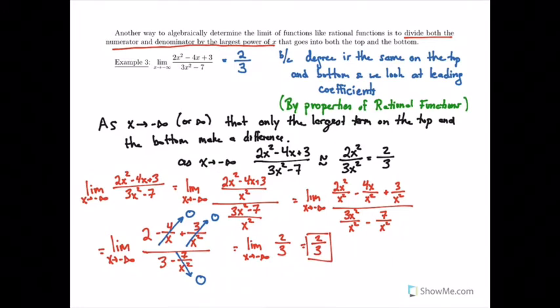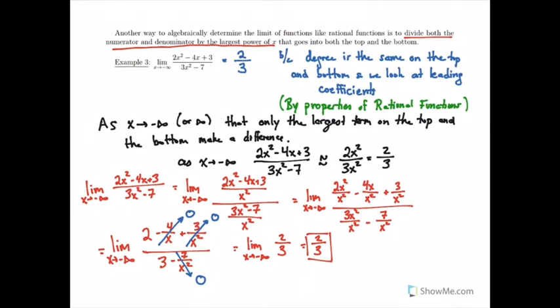So we showed how to do this problem in 3 different ways, going more difficult as we go down. The first way is we just know by properties of rational functions that this answer is going to be 2/3. Look at the degree of the top and the bottom. They're the same. Look at the ratio of leading coefficients.